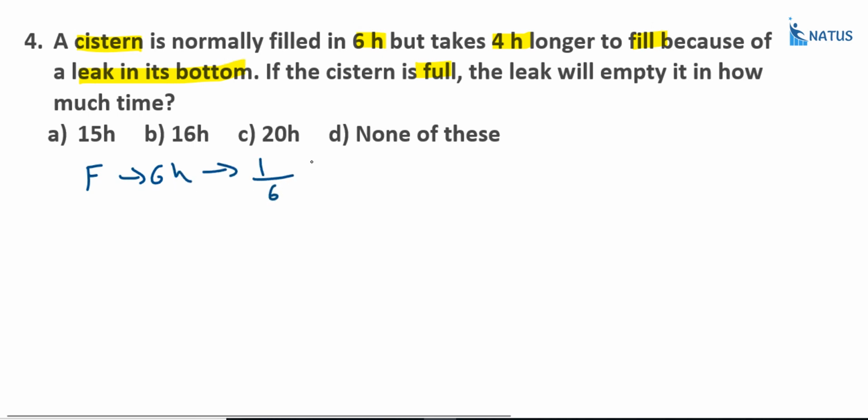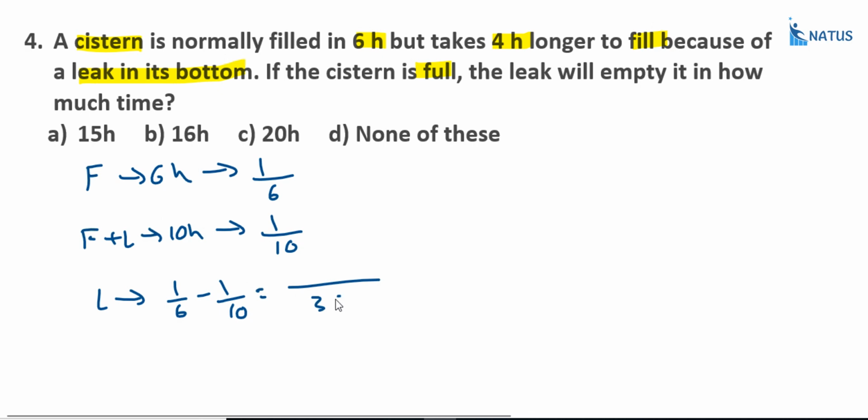That is equal to 1 by 6 part. And suppose fill plus leak takes how much time? 4 hours longer, that is equal to 10 hours. So in 1 hour how much is filled? That is equal to 1 by 10. What we require is the leak. So that is equal to 1 by 6 minus 1 by 10, right?